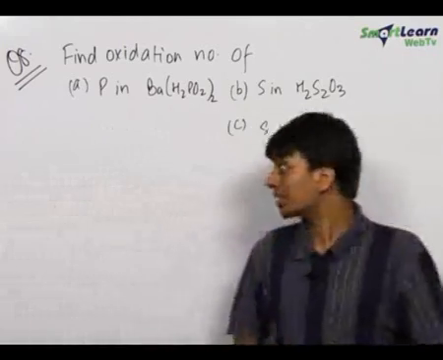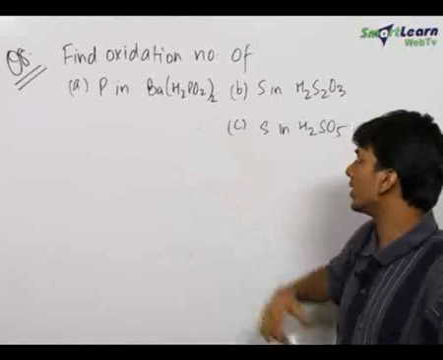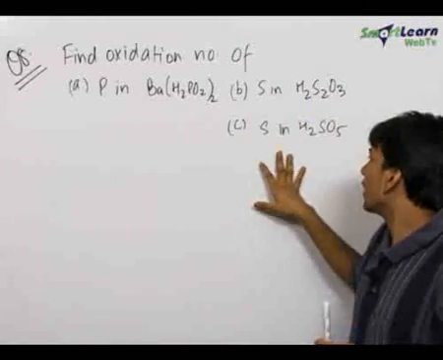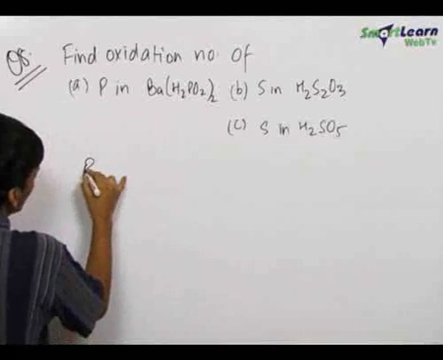So this is a bit tricky question. You need to find out the oxidation number of phosphorus in Ba(H2PO2)2, sulfur in H2S2O3, and sulfur again in H2SO5. So we go on with the first part first.